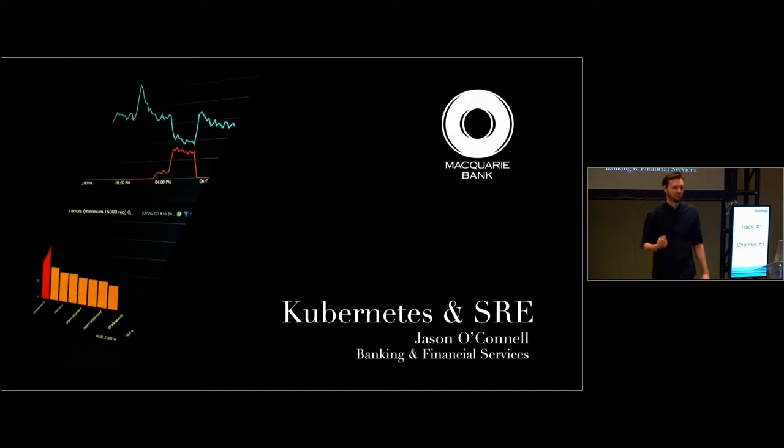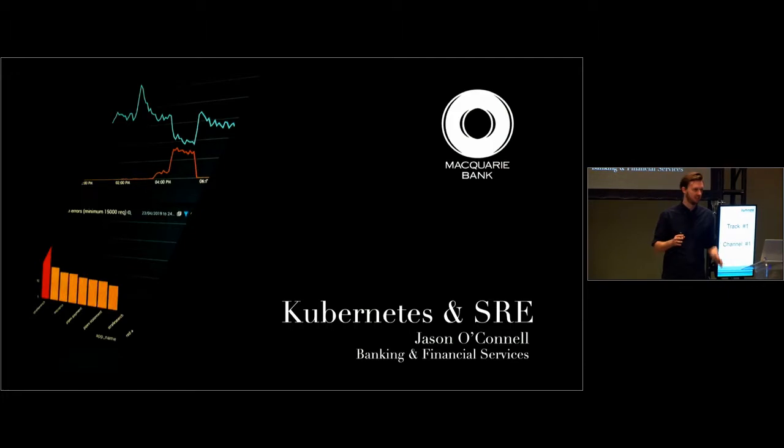But yeah, I'm Jason O'Connell, from Macquarie Bank in Australia. Basically, that's a retail bank. Some of you might be familiar with Macquarie Group. It's a global organization. But Macquarie Bank itself is just an Australian retail bank. So what I want to talk to you about today is Kubernetes and site reliability engineering. We've been using Kubernetes quite early on, so we've been in production for 2 years now, so relatively early adopters of Kubernetes.